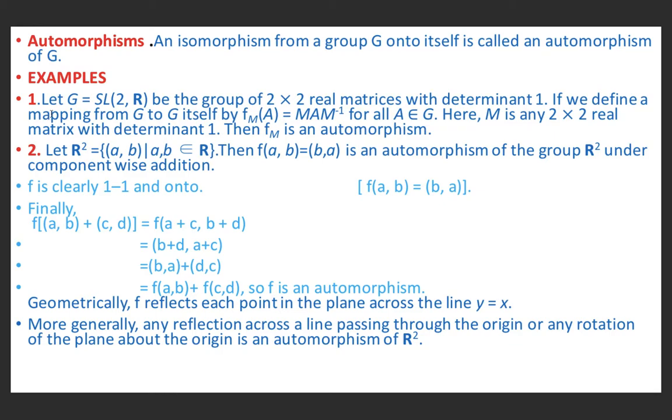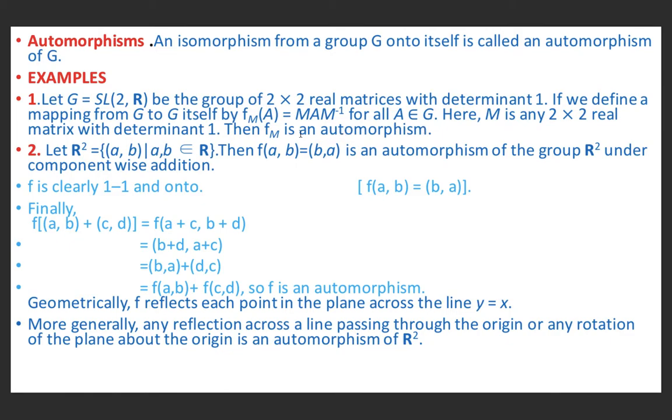For example, let G be the group of 2 by 2 matrices with determinant 1. We have denoted this group by SL(2,R) and we discussed this group while doing isomorphism also. If we define a mapping from G to itself by f_M(A) equal to M A M inverse for all A belonging to G, meaning A is also a 2 by 2 matrix of determinant 1, and M is also a 2 by 2 real matrix with determinant 1, then f_M is an automorphism. This group we have discussed in a previous lecture.